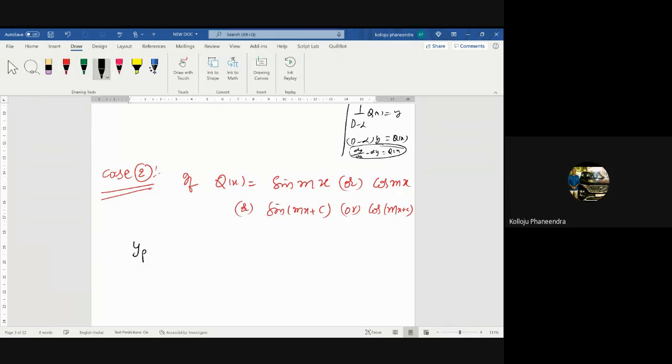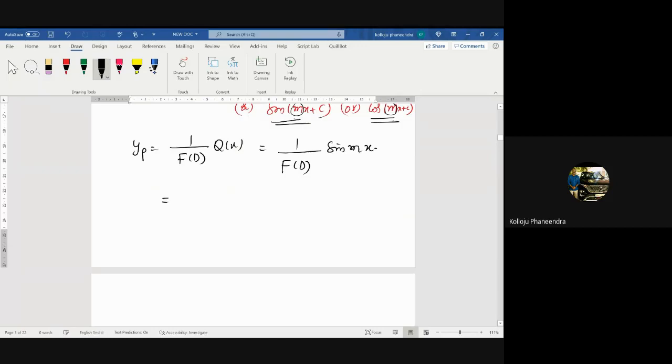Okay, now what is yp? Then yp equal to 1 by f of d into, see, I will explain for one function. It is true for all functions. Sin mx, if I explain sin mx, it is true for cos mx, sin mx plus c, cos mx plus c. The importance is only for this m, not the constant c. So this is q of x, that is equal to 1 by f of d into sin mx.